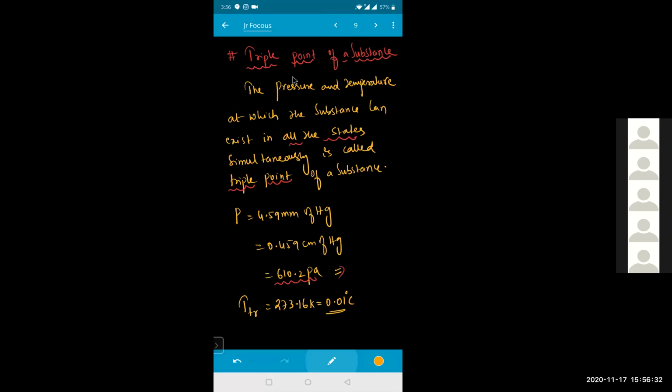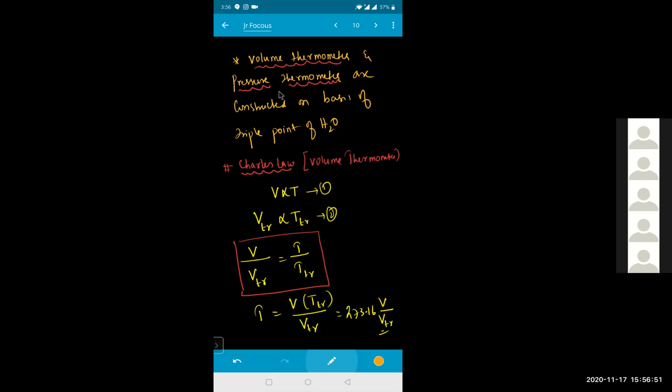We have to remember this, beta. The triple point of a substance is the pressure and temperature at which the substance can exist in all three states simultaneously. And what is that pressure for me? It's 10.2 Pascal. And what is the triple point temperature? 273.16 Kelvin or 0.01 degree centigrade. So the volume thermometer and pressure thermometer are based upon what? The triple point of water, beta.